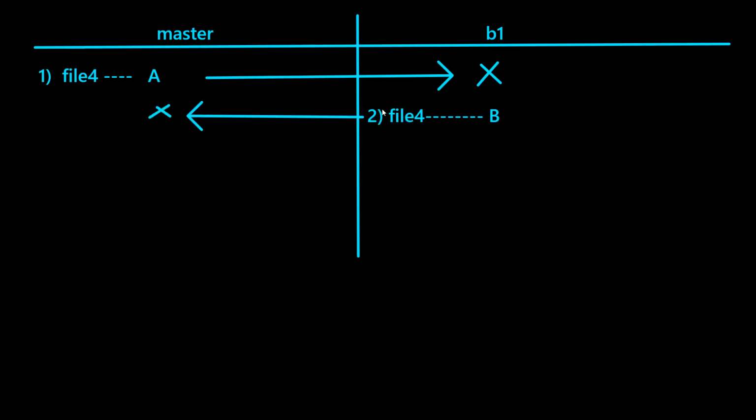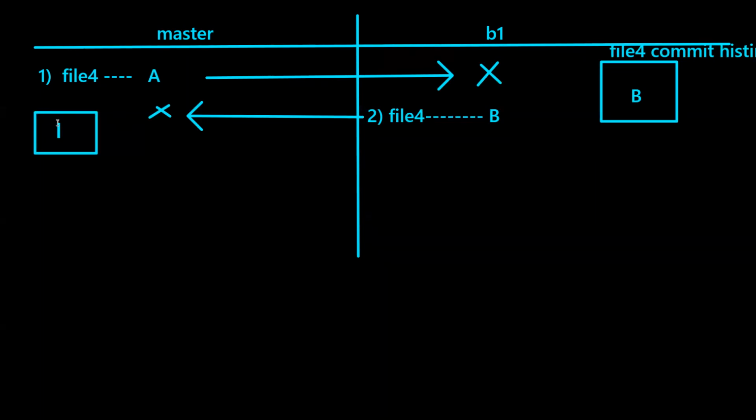Fine. Now, if you see the commit history of only one file, you can also see the log of file 4. If you see the commit history of file 4 on B1, it is simply B. Correct? Is this correct or not? Similarly, the commit history of file 4 here is simply A. Correct? All right, so this is the case.